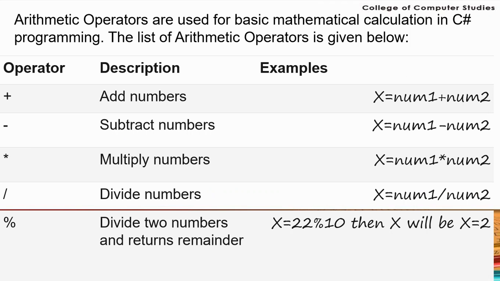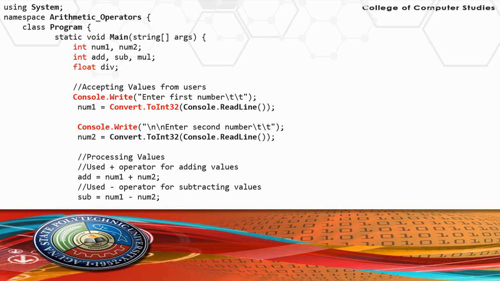Here's an example C-sharp code involving arithmetic operators. So here we have 5 variables of type int and 1 variable of type float. Then console.write will simply display enter first number on your screen, and then you accept input from the user. It will be stored in the variable num1. Same with this one, enter second number. Again, whatever value the user inputted will be saved in the variable num2.